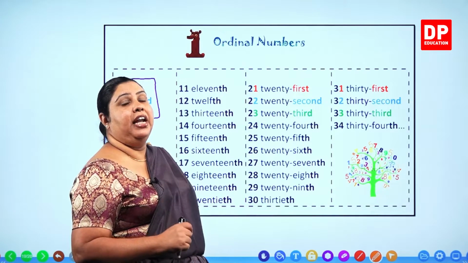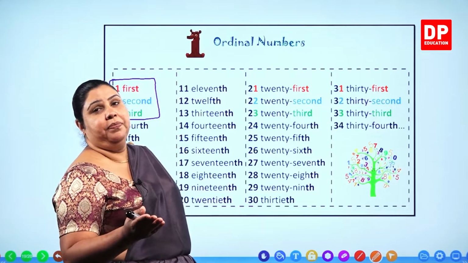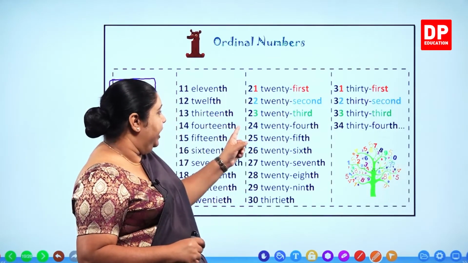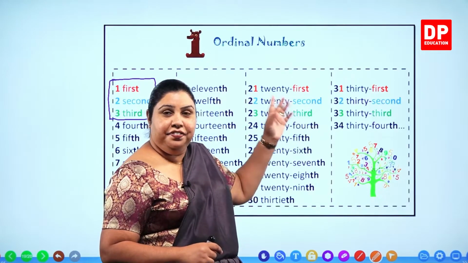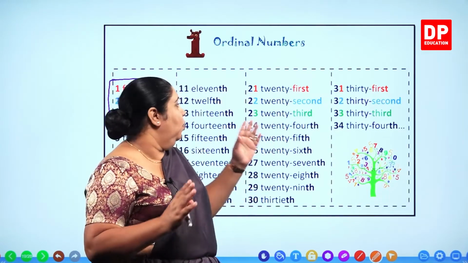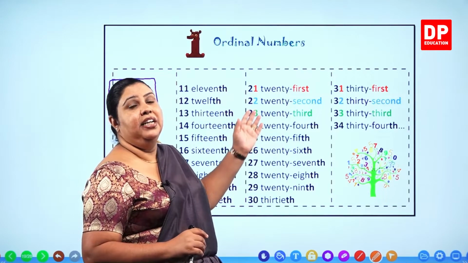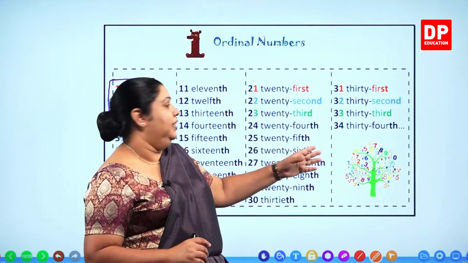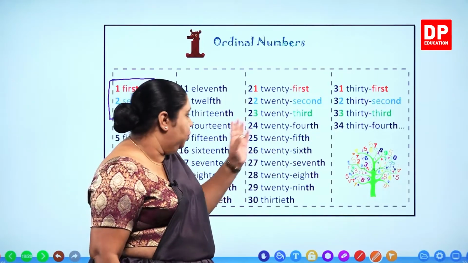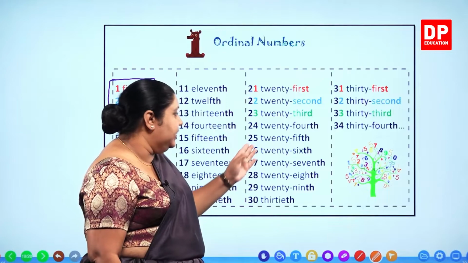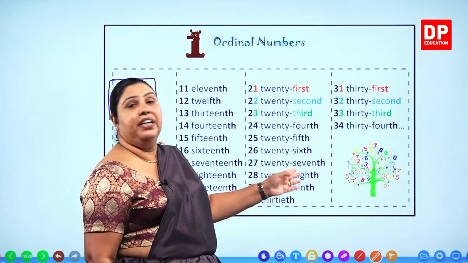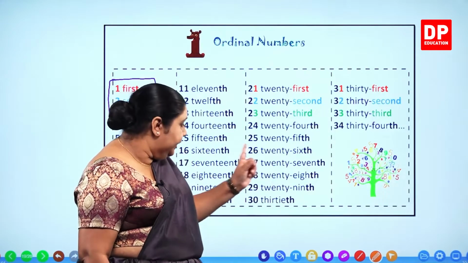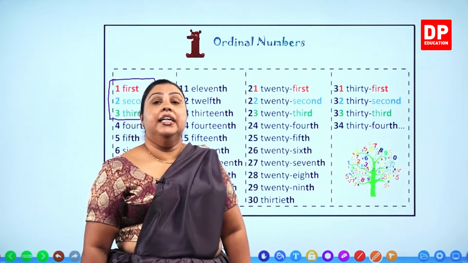21st. 22nd. 23rd. First, second, third is the same. Only thing is you have to say 20. First, 22nd, 23rd. Then 24th, 25th, 26th, 27th, 28th, 29th, 30th. 30th.